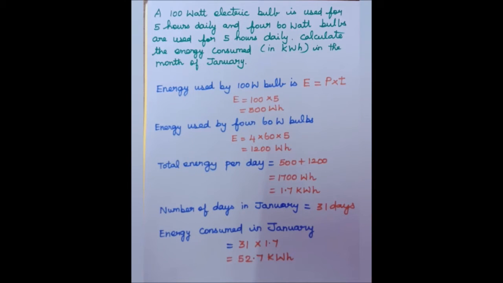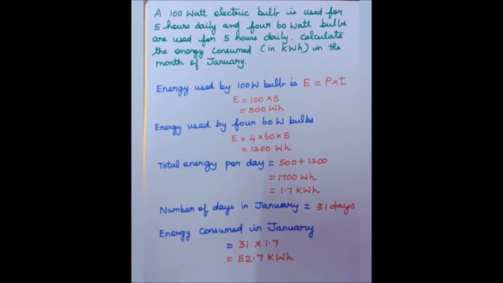A 100 watt electric bulb is used for 5 hours daily and 4 bulbs of 60 watt are used for 5 hours daily. Calculate the energy consumed in kilowatt hour in the month of January. We know that energy consumed equal to power into time. First, energy used by the 100 watt bulb.